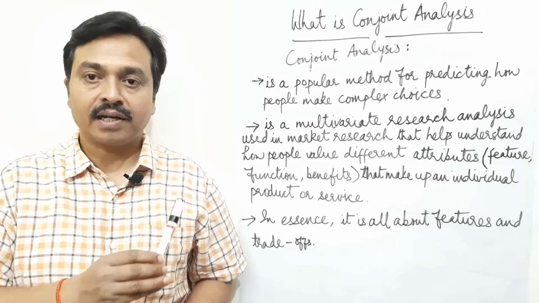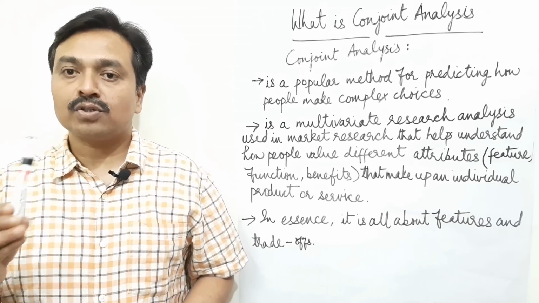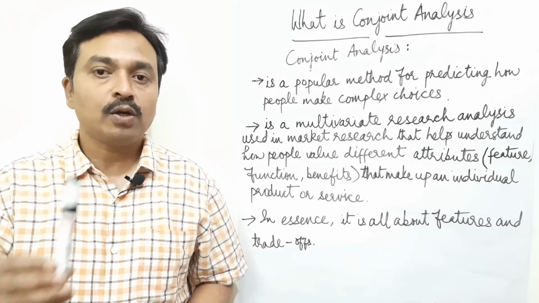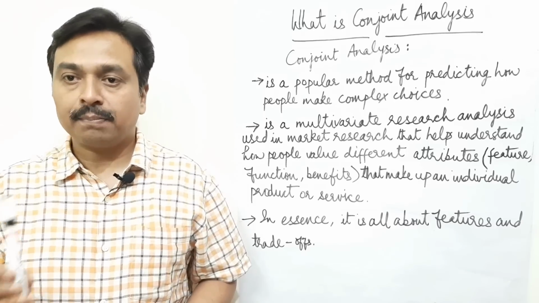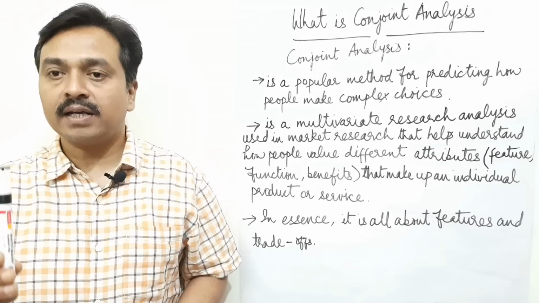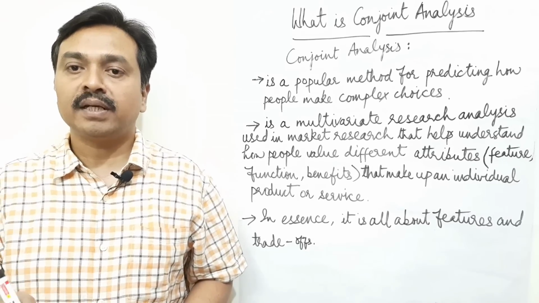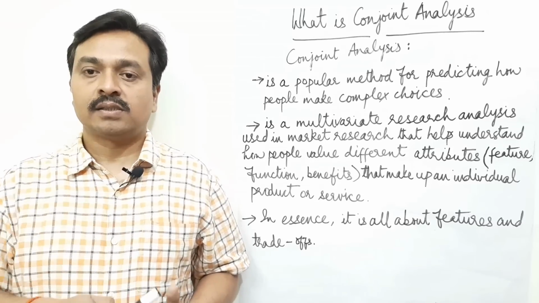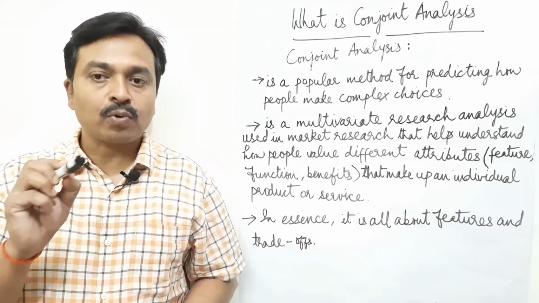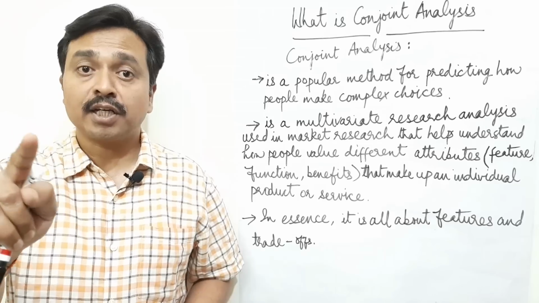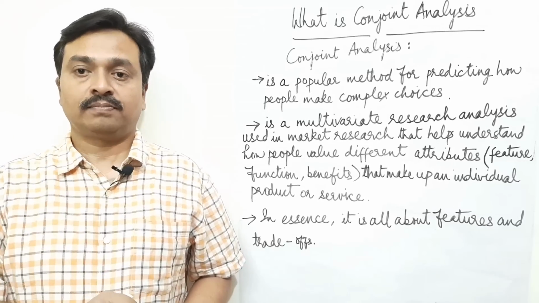One essential area which is a part of consumer psychology is understanding what a consumer looks for while buying a particular product. How does the consumer value different attributes like function, benefit, features, etc. while purchasing a product? Conjoint analysis approach is used by the marketers to analyze these issues, these problems.